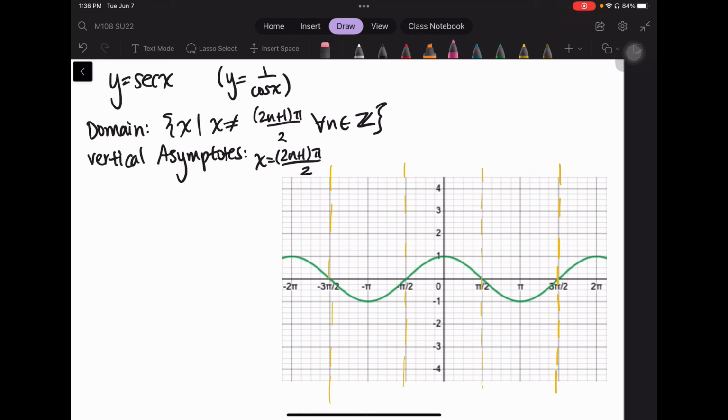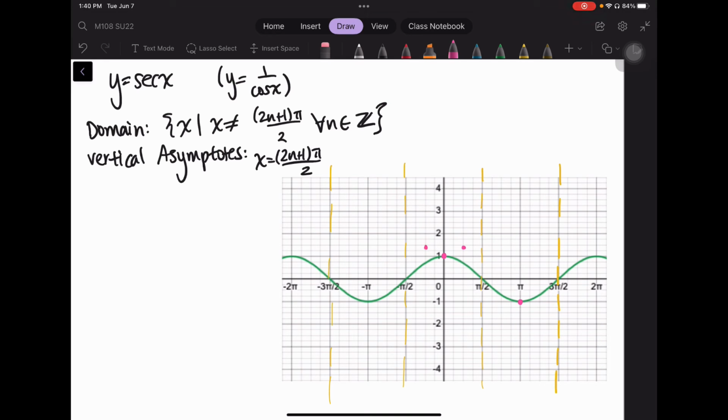Drawing the points that we have, secant at 0 is 1. Secant at pi is -1. Looks like it's kind of familiar to what was happening with the cosecant and sine. Let's continue. The secant of pi over 4 is root 2. Since cosine is symmetric about the y-axis, I could then say the secant of negative pi over 4 is also root 2.